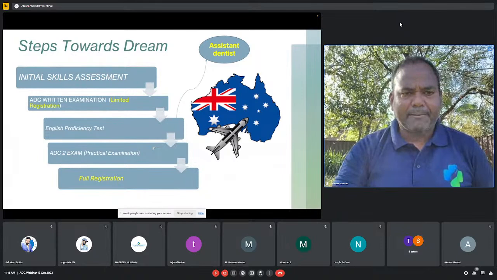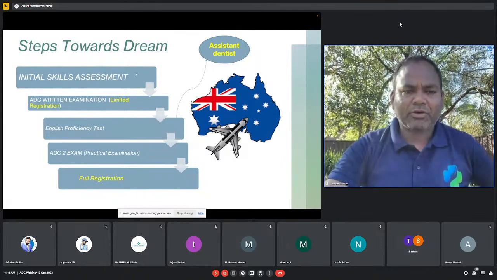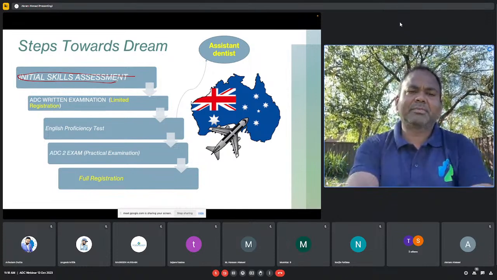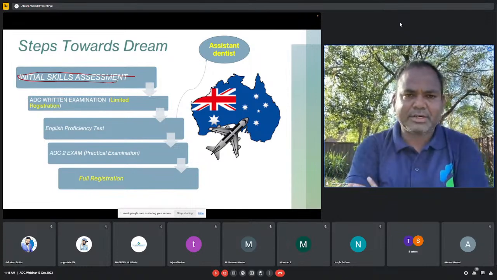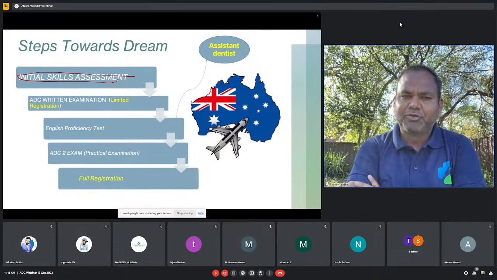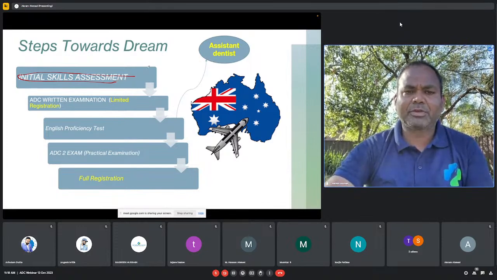So these are the steps you need to complete in order to migrate to Australia. The first step we call initial skill assessment, or we can say document verification, from the ADC. In this process, we will help you to complete this. So this is a step one process. No need to worry. It's just a documentation process.